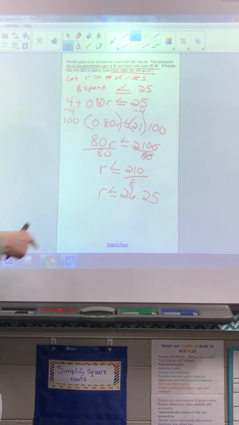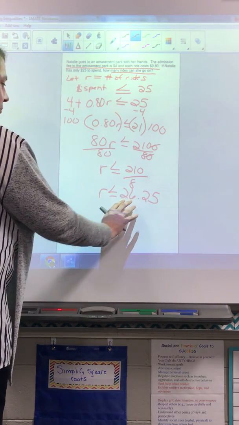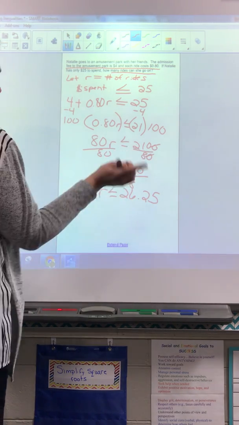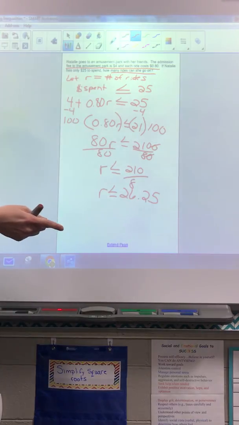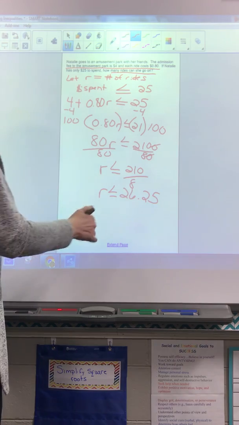As always, you look at it and see if it makes sense. R is the number of rides. Can she go on 26.25 rides? No, because you cannot go on a quarter of a ride. So, are you going to round down or round up? You're not going to round up because then you don't have enough money for the last ride. So you have to round down for this one.